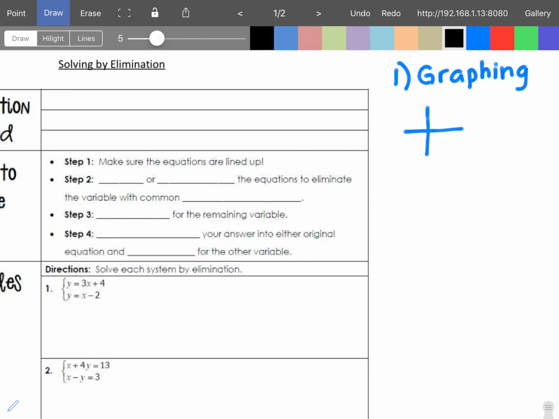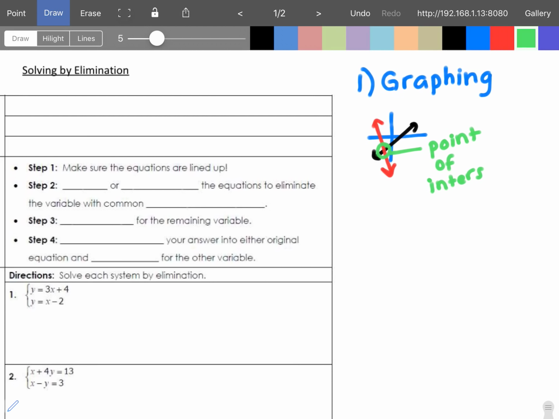So if we have maybe a line like this, and maybe a line like this, then this point is your point of intersection, which is your answer, right? That's why parallel lines have no solution, because they'll never intersect. Okay, so another way to solve systems of equations is by substitution.